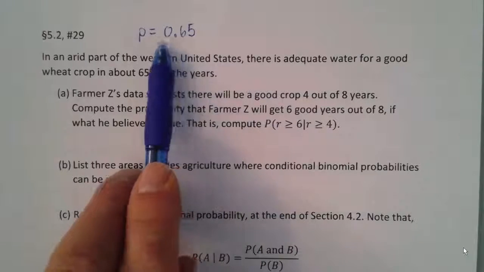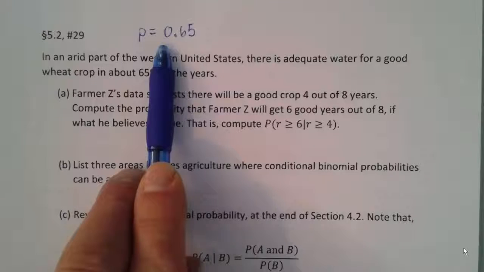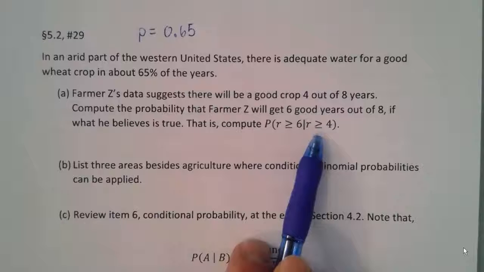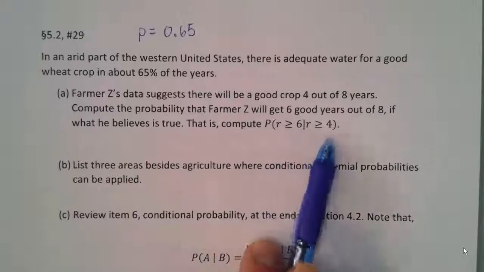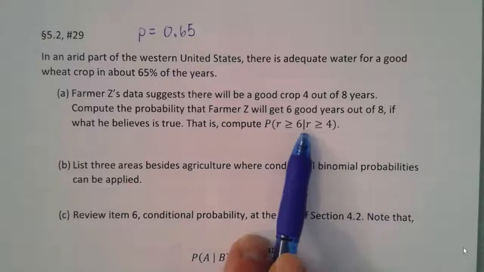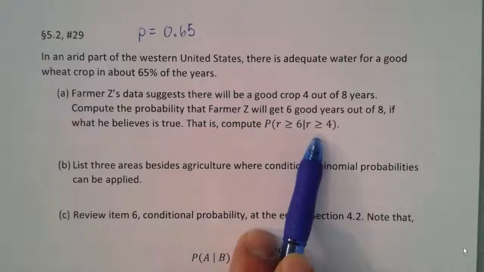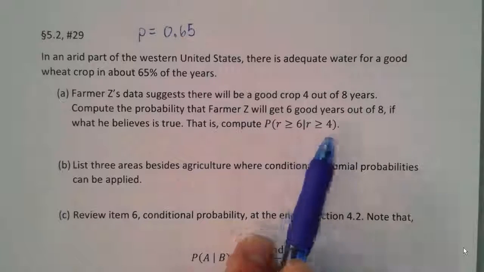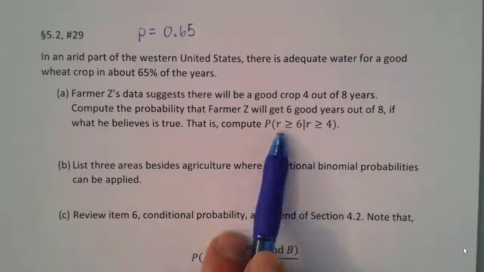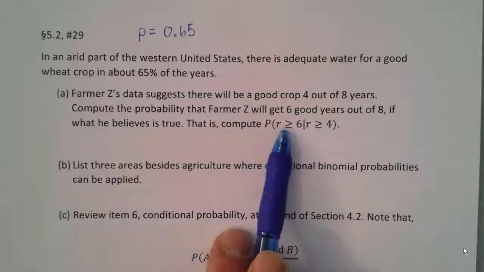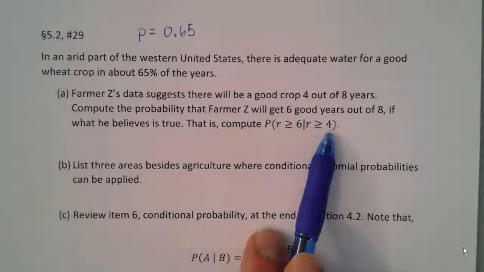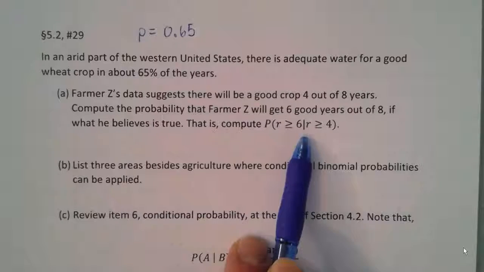We're supposed to continue on with this assumption that overall there's a 65% chance of a good crop year, but throw in as an assumption now, when we're asking for the probability that R is at least 6, let's go ahead and assume that we already know that 4 out of the following 8 will be good crop years. Now, if you accept that interpretation, then what we have is a situation where you're asking for the probability that one event occurs given that another event occurs. This vertical line is read as given.